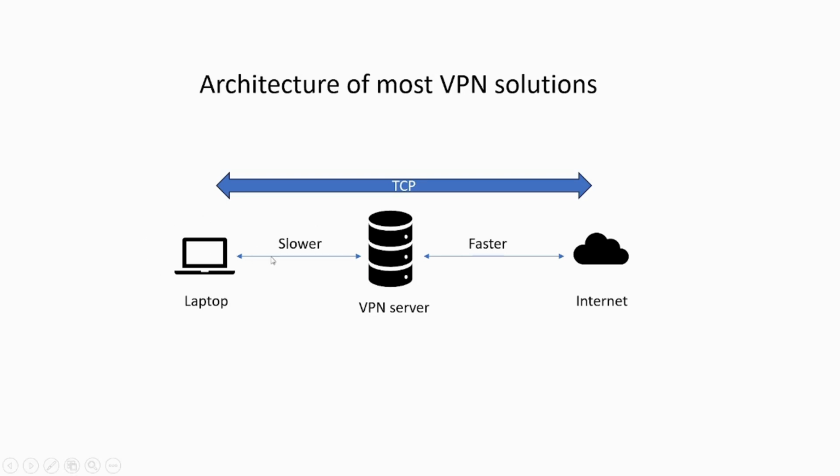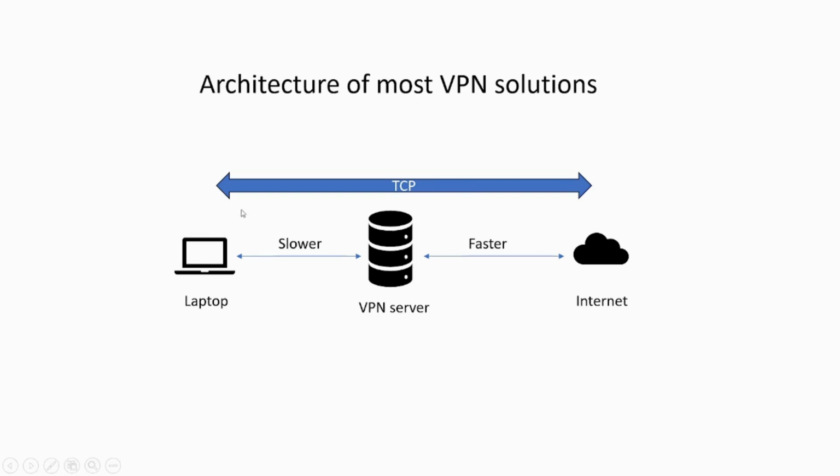So what typically happens is this VPN server runs in a data center and it has a faster connection to the internet. They can do gigabits, but the laptop can do only megabits. So you have a poorer connection to the VPN server. But the TCP connection is end to end from your laptop to the end server, like Google, or when you browse Google or YouTube, it's going to be an end-to-end connection.